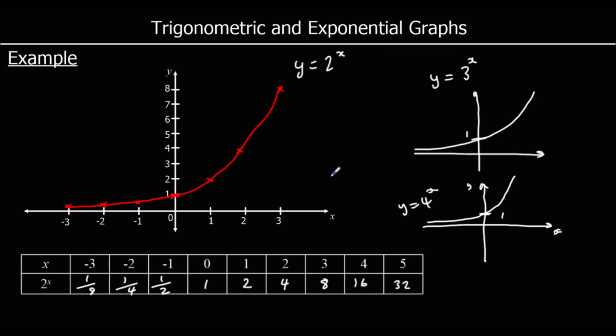So exponential graphs start very close to 0, but they never touch it. They get bigger. They go through 0, 1. 2 to the power of 0 is 1. 3 to the power of 0 is 1. 4 to the power of 0 is 1. So they're going through 0, 1, and then they get steeper and steeper with the positive values of x. And 3 to the power of x will get steeper, quicker, than 2 to the power of x, and 4 to the power of x will get steeper again.